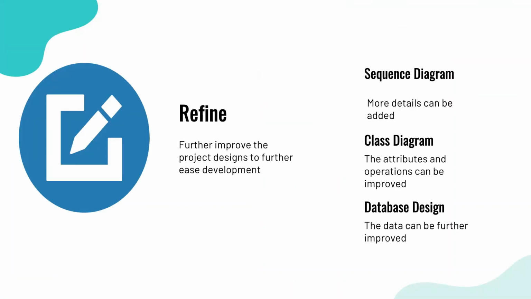So next is in terms of the project designs. I will further improve them by adding more details to ease the development process. For example, the sequence diagram can be further improved by adding more details that might have been left out, or improving the class diagram by adding parameters for operations and missing attributes of the class diagram. Besides that, the database design can also be improved, since there might be data that is left out during the design as well, or there might be changes to the database due to business changes.